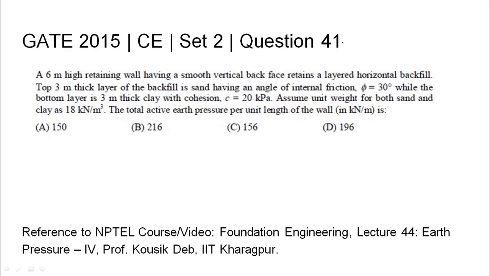GATE 2015 Civil Engineering Set 2 Question 41. A 6-meter high retaining wall having a smooth vertical back face retains a layered horizontal backfill. Top 3-meter thick layer of the backfill is sand having an angle of internal friction phi equals 30 degree, while the bottom layer is 3-meter thick clay with cohesion of 20 kilopascal. Assume unit weight for both sand and clay as 18 kN per meter cube. The total active earth pressure per unit length of the wall in kN per meter is.